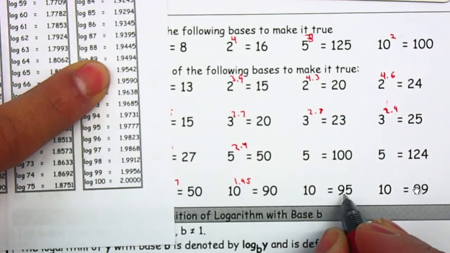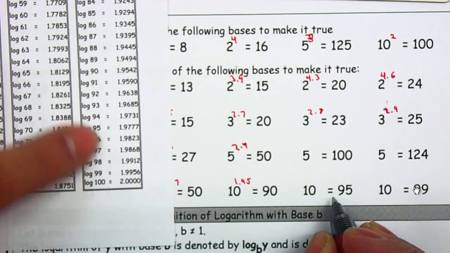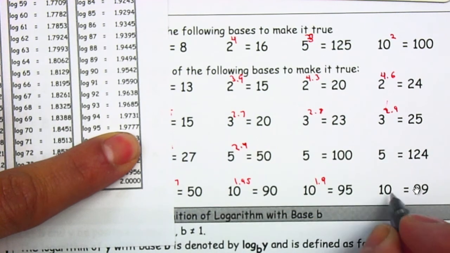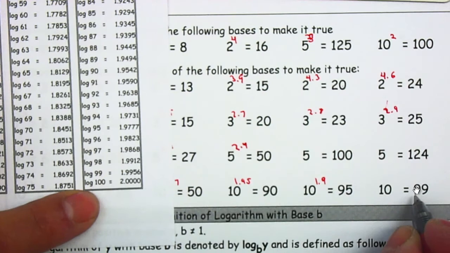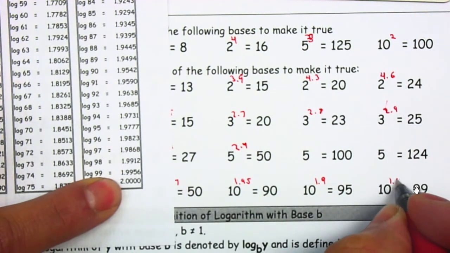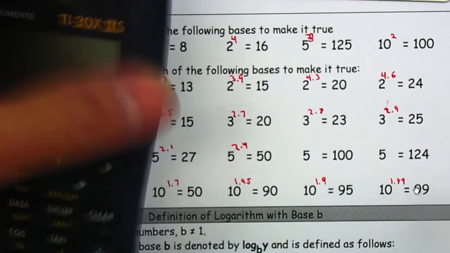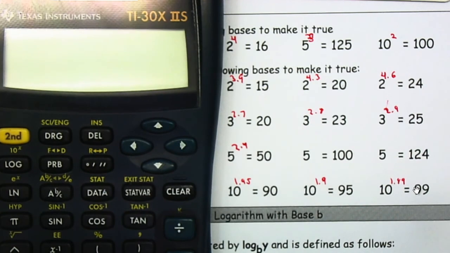10 to the y exponent is 95, so I'm looking for the log base 10 of 95. So that will be 1.97, and 10 to the y exponent is equal to 99, so this will be 1.99. You also have the capability to do that in your calculator. We only have log base 10 and log base e, which we'll see in a few minutes.